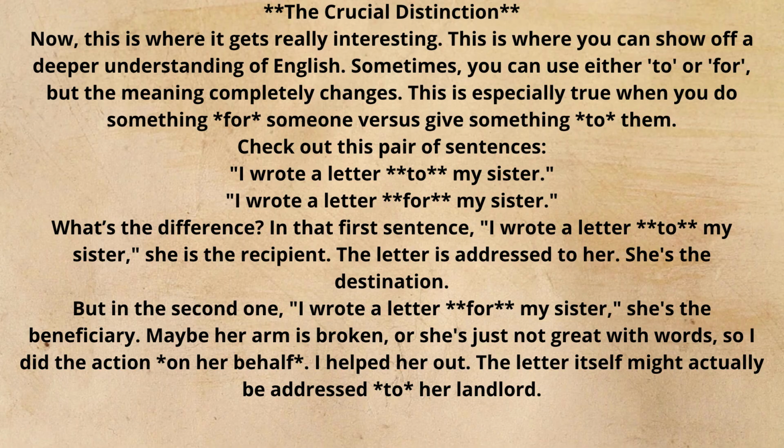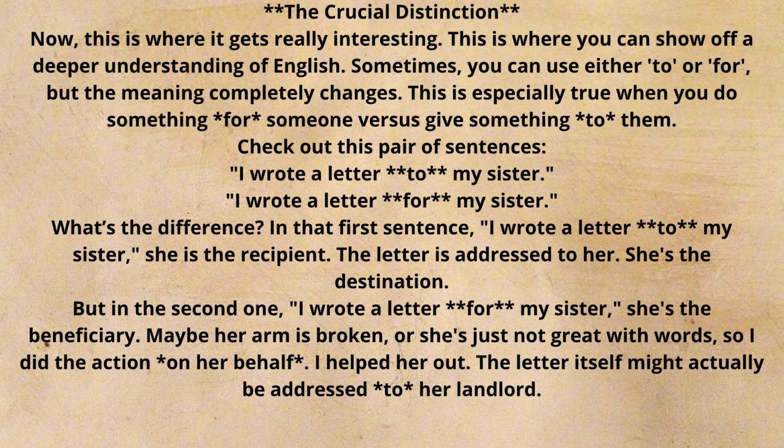The crucial distinction. Now, this is where it gets really interesting. This is where you can show off a deeper understanding of English. Sometimes you can use either to or for, but the meaning completely changes. This is especially true when you do something for someone versus give something to them.